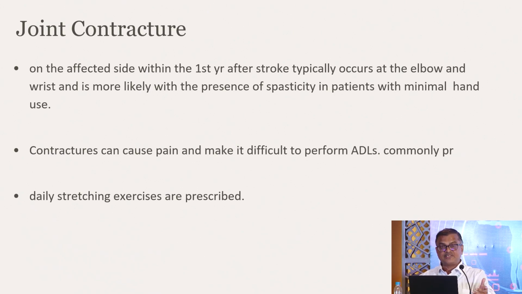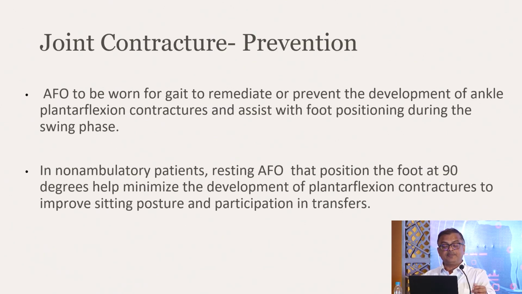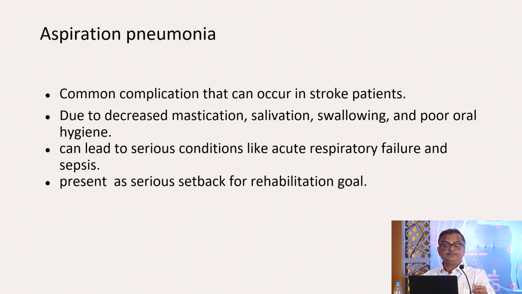Joint contracture occurs on the affected side within the first year of a stroke. So daily stretching exercises are needed to prevent joint contracture. Static positioning of the shoulder in maximal external rotation, 30 minutes a day. A splint is commonly prescribed for both upper and lower extremity. Resting hand splint in conjunction with the early spasticity treatment. AFO.